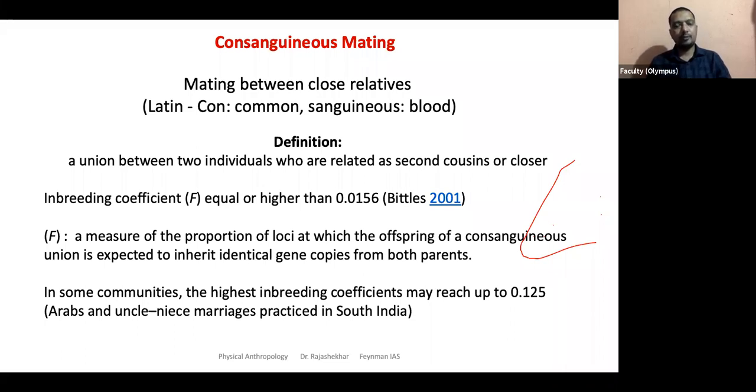Because from a study, I'm going to show you how they are related religion-wise, how much consanguineous mating is seen in different religions. So for that, I wanted to introduce the concept of inbreeding coefficient briefly, but I don't think this will be asked in the exam directly. But you can make a mention: inbreeding coefficient, the probability of finding homozygous condition for a given gene, is a value one can use to calculate it technically. As per a 2001 study by Bittles, it is equal to or higher than 0.0156. So higher the homozygous condition being seen, higher the connection between those individuals.